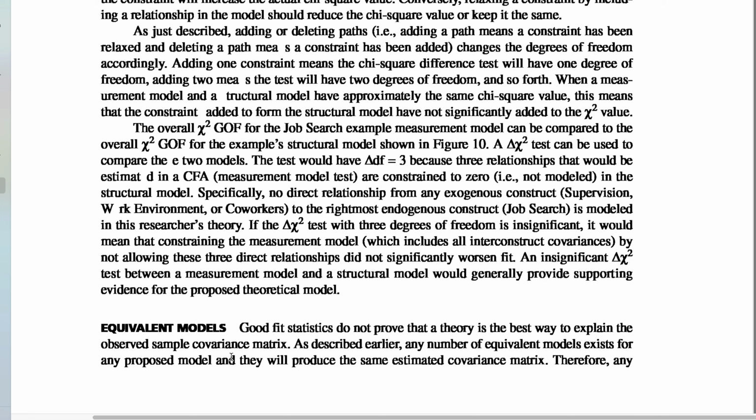Adding one constraint means the chi-square difference test will have 1 degree of freedom. Adding 2 means the test will have 2 degrees of freedom, and so on. The fourth means the measurement model and the structural model have approximately the same chi-square value.